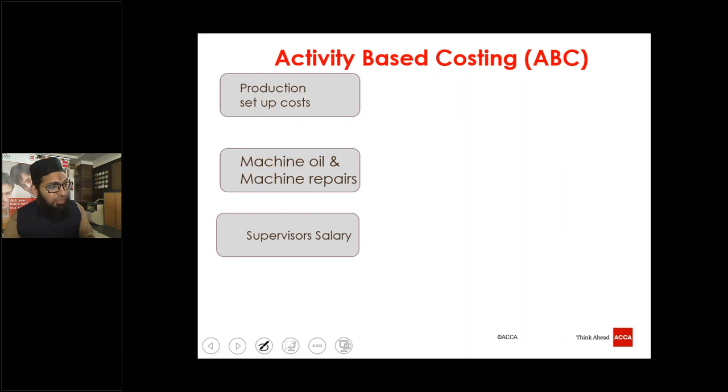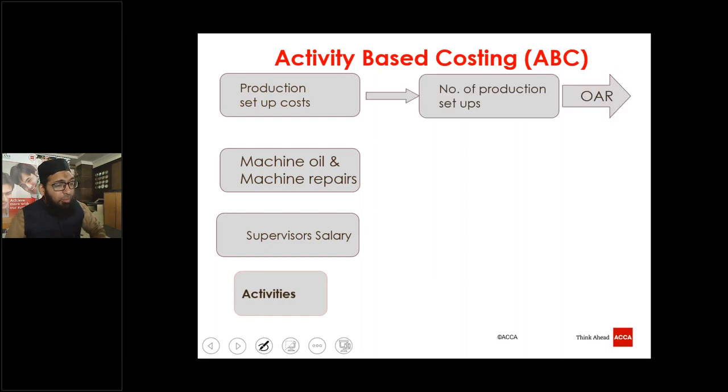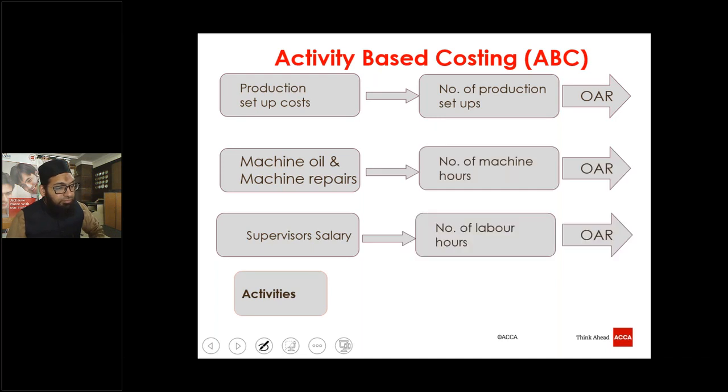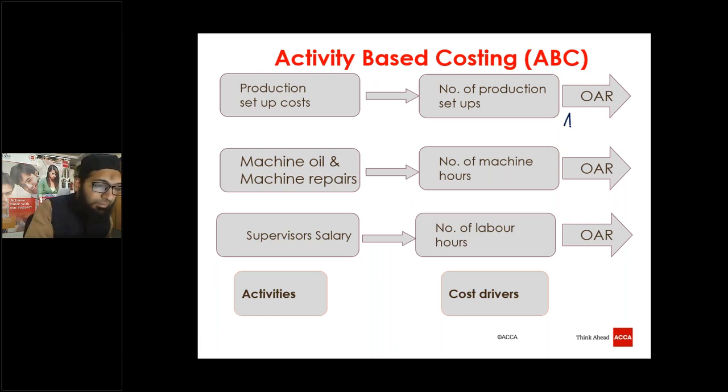So what happens in activity-based costing is that we incur different activities, and each activity consumes its cost. We then identify the appropriate cost driver for that, and we have the OAR for each activity. The more appropriate word for OAR over here will be ABR. ABR stands for activity-based rate.